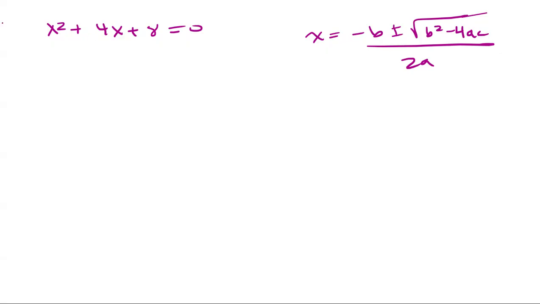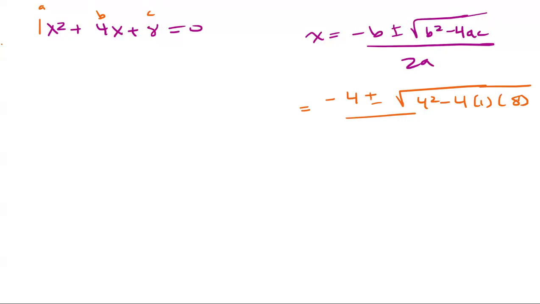Okay, so the first thing is we should label our a, b, and c. This is a 1, so this would be a, b, and c. And then we just plug in the information that we have. So we have minus 4 plus or minus the square root of 4 squared minus 4 times 1 times 8, that's the 8 there, divided by 2 times 1.